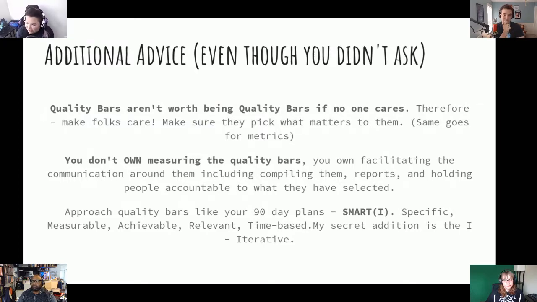So lastly, the last piece of additional unsolicited advice I'm going to give you is that you need to approach your quality bars like you do your 90-day plans. If you don't do them, do them. But any goal needs to be a SMART goal. And I added on the I. I'm going to start to use this. So specific, measurable, achievable, relevant, time-based. And then my secret addition is the I for iterative. And I actually think we need to approach our personal and professional goals this way as well.